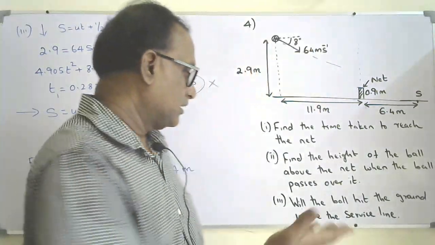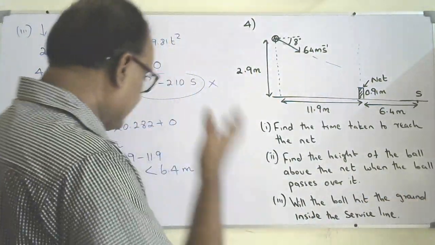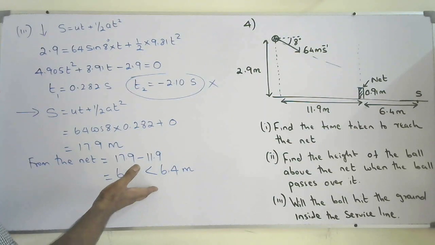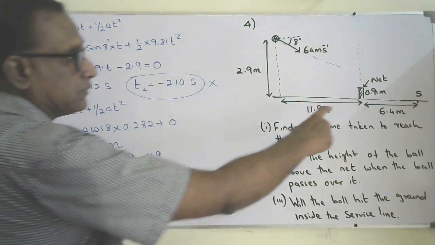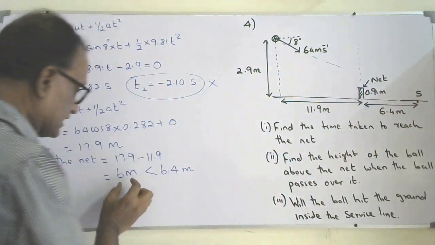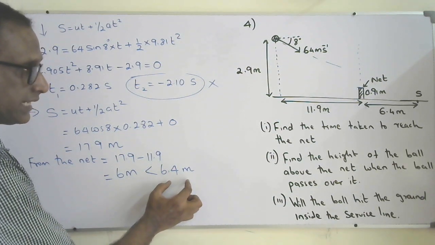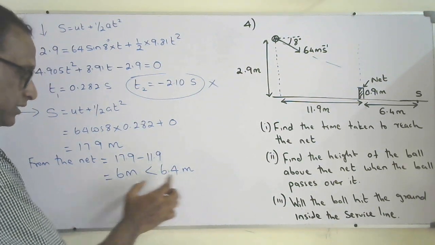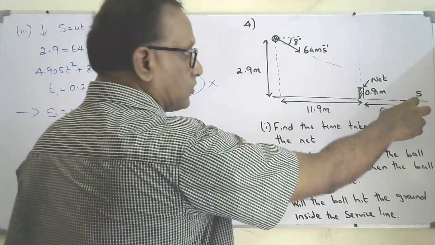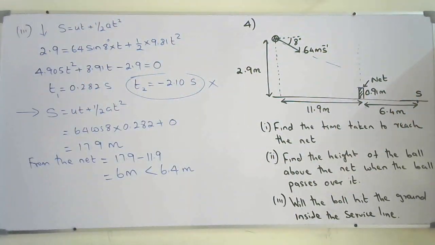Okay, so that's the question: will it hit within the service line? Yes, it will hit within the service line because the distance at which it hits the ground beyond the net is 6 meters, but the service line is at a distance of 6.4 meters, so the ball will hit the ground within the service line.